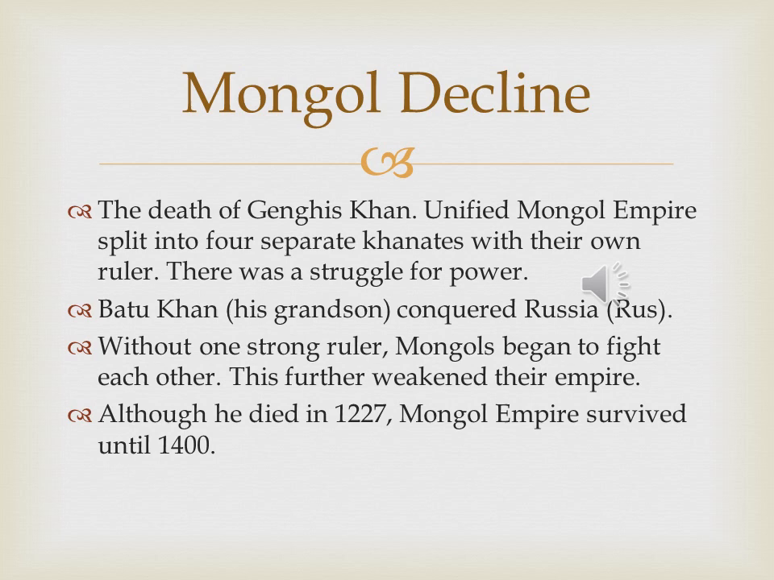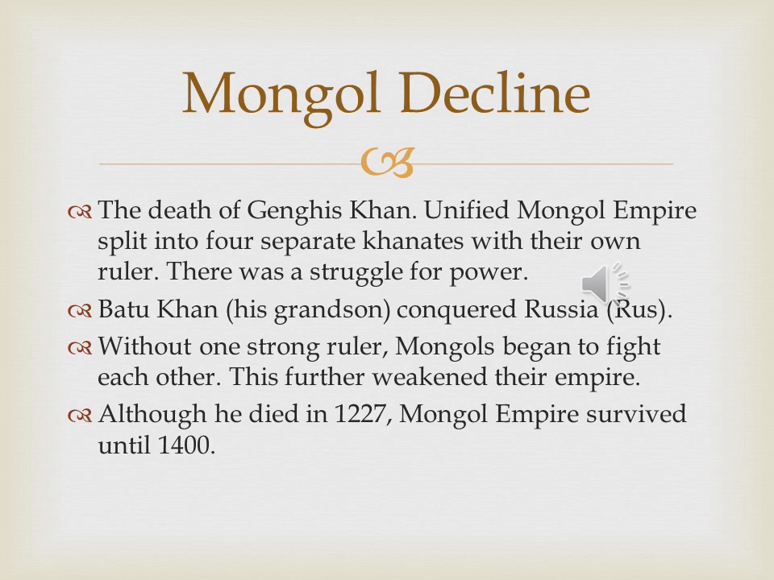Mongol Decline. So why would the Mongol Empire suddenly decline? Well, the decline wasn't sudden, but basically after the death of Genghis Khan, it started to split into separate parts, and each of them had their own ruler. So there was sort of a struggle for power, but it wasn't that the empire declined suddenly. They actually had some strong rulers after Genghis Khan. For example, Batu Khan, who was his grandson, conquered Russia, or Rus.